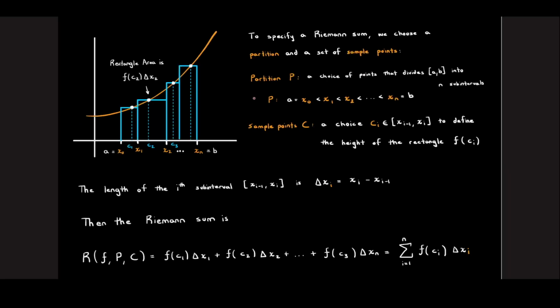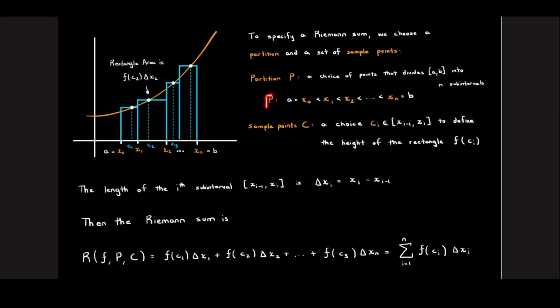So let's talk about how to specify a Riemann sum. To specify a Riemann sum, you need to pick a partition and a set of sample points. What is a partition? Let's call it P. It's simply a choice of points that will divide the given interval [a, b] into n subintervals. And keep in mind that these n subintervals do not necessarily have to have the same width. They could have different widths.